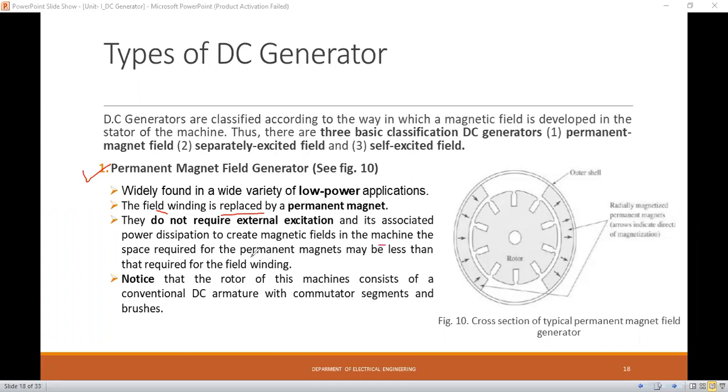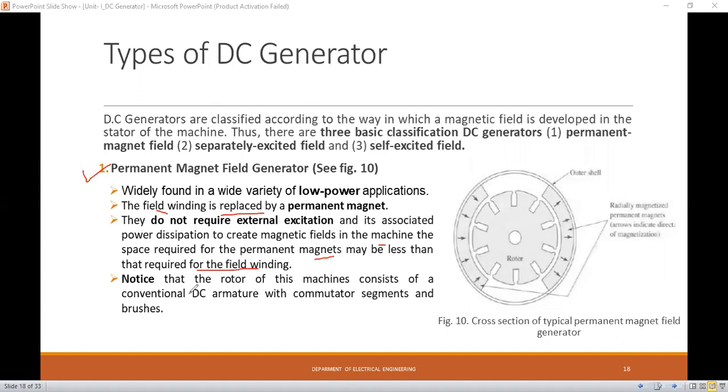So the space required for the permanent magnet may be less than that required for the field winding. म्हणजे जेवढा field winding ला space लागतोय त्याच्यापेक्षा कमी space. So space requirement of the permanent magnet DC machine is less as compared to that of the field winding, or electromagnet type of DC generator.